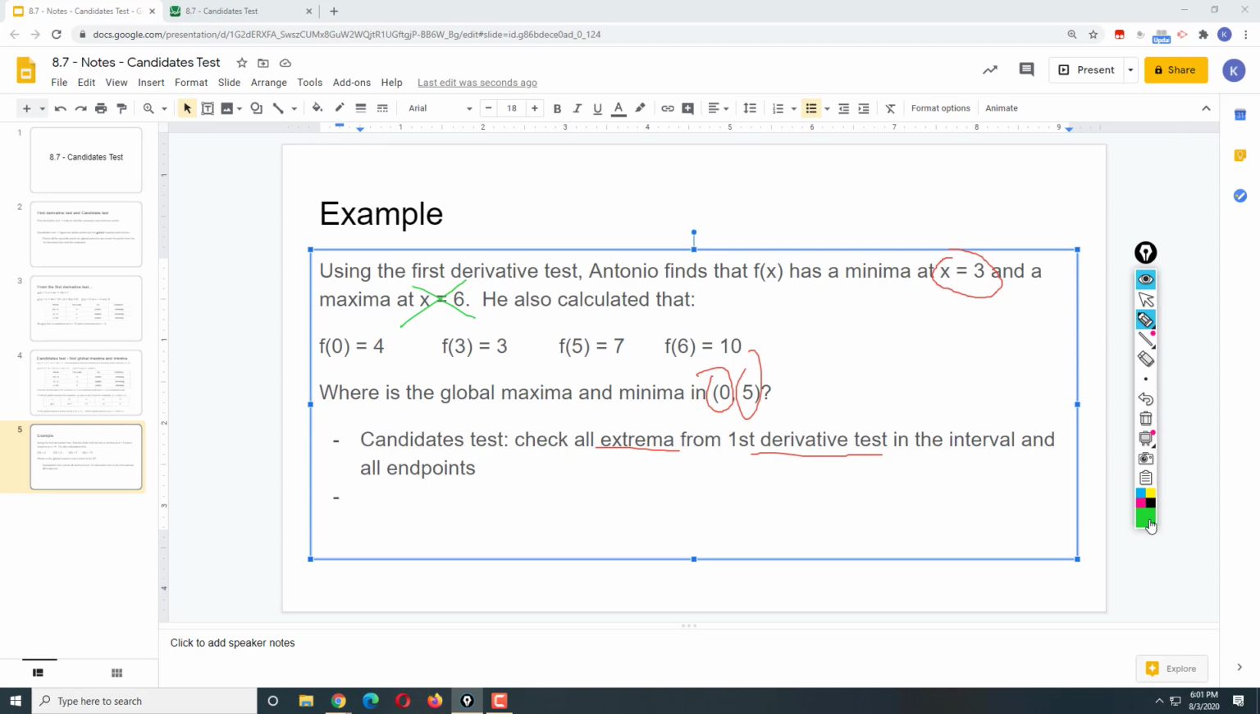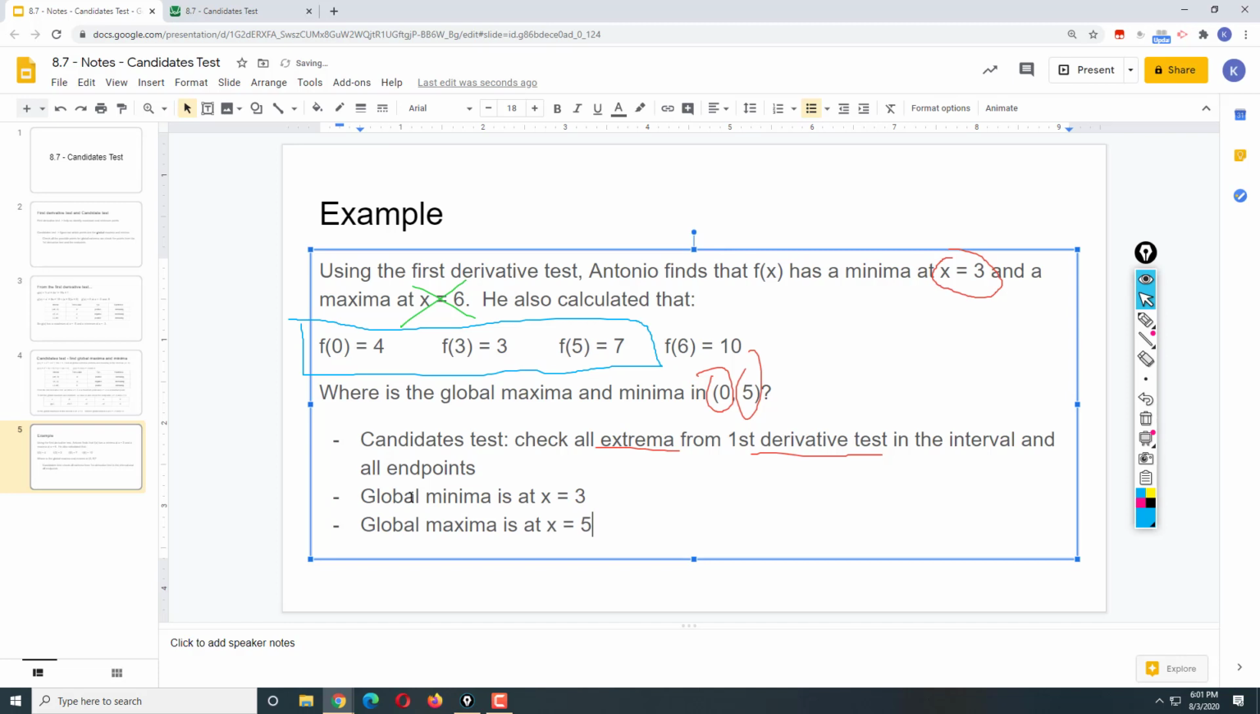So we only look at our endpoints, 0 and 5, and the one minima we found from the first derivative, x equals 3. Looking at those 3 points, f of 0 is 4, f of 3 is 3, f of 5 is 7. The smallest one, global minima, is at x equals 3, and the global maxima is at x equals 5, because the largest point is x equals 5 of these 3. The lowest point is x equals 3. That's it.